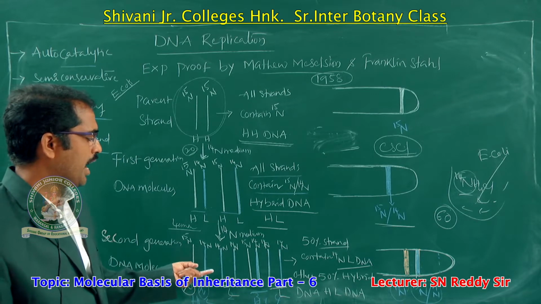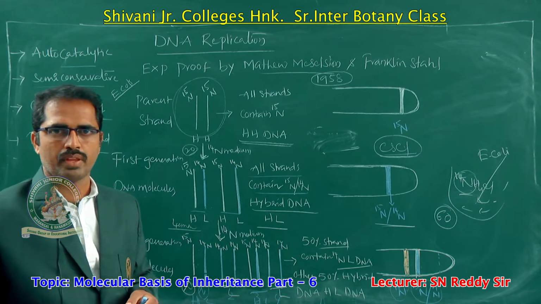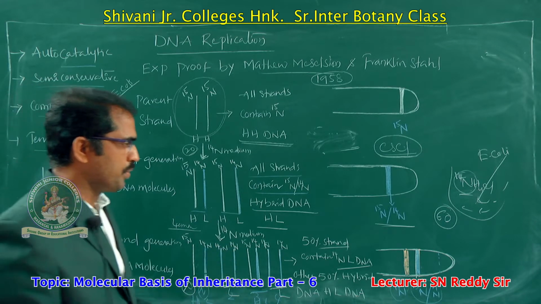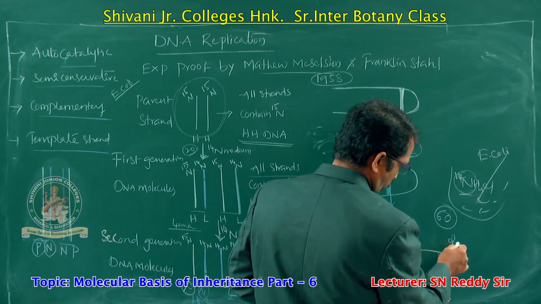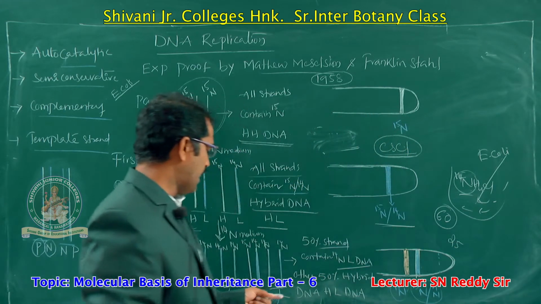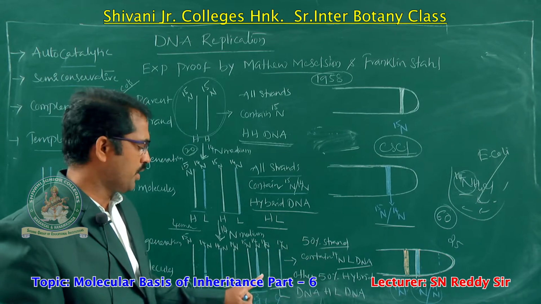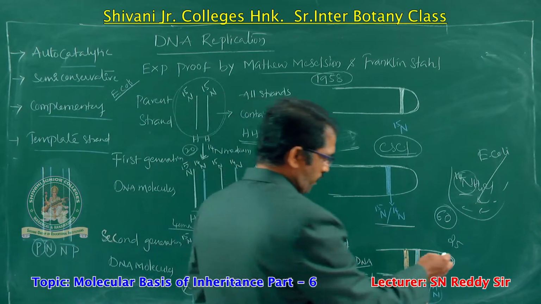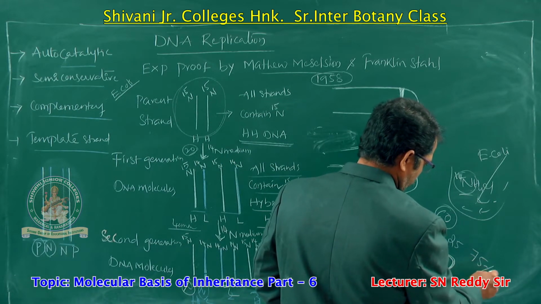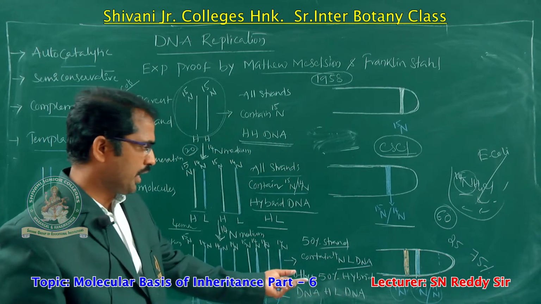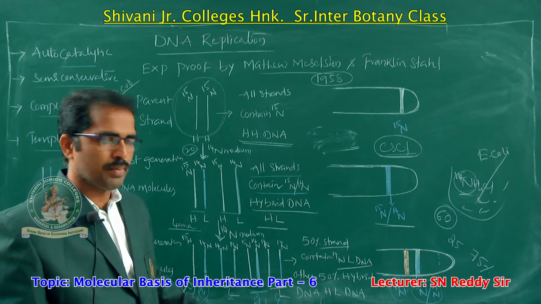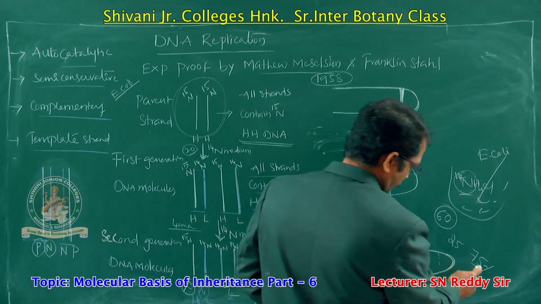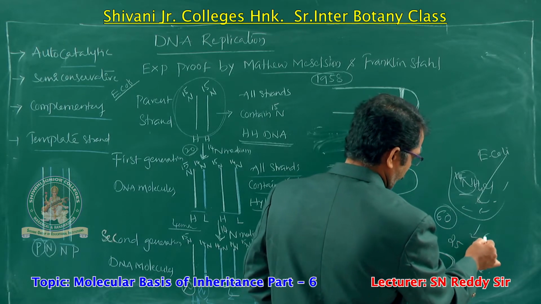The hybrid DNA percentage will be decreased from 50 to 25%. The light DNA percentage will be increased because the medium is N14, from 50% to 75%. So the hybrid DNA percentage decreases from 50 to 25%, and the light DNA percentage increases from 50 to 75% in the third generation.